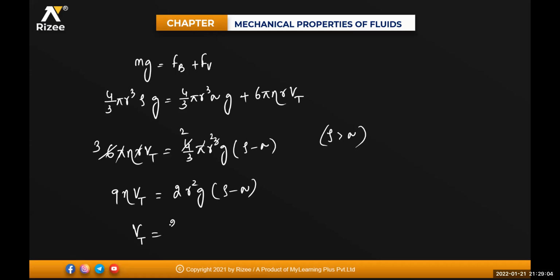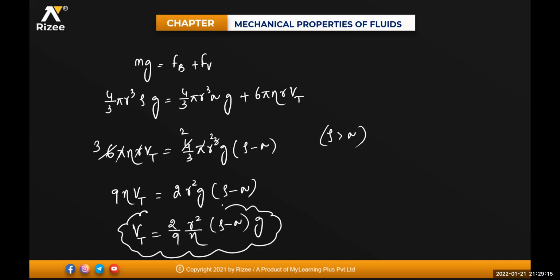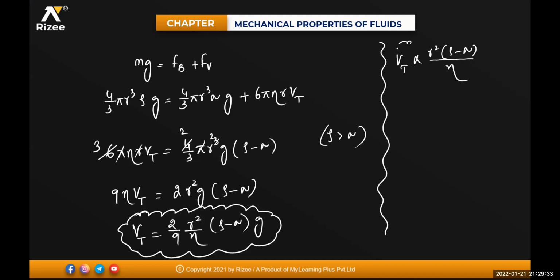So the terminal velocity Vt will be equal to 2 by 9 into r square divided by eta into rho minus sigma into g. So this is your terminal velocity formula. That means terminal velocity is directly proportional to r square, rho minus sigma, divided by eta. As the density of the liquid changes, terminal velocity changes because the viscosity is changing, and even if the body changes, the radius changes, so velocity is also changing.